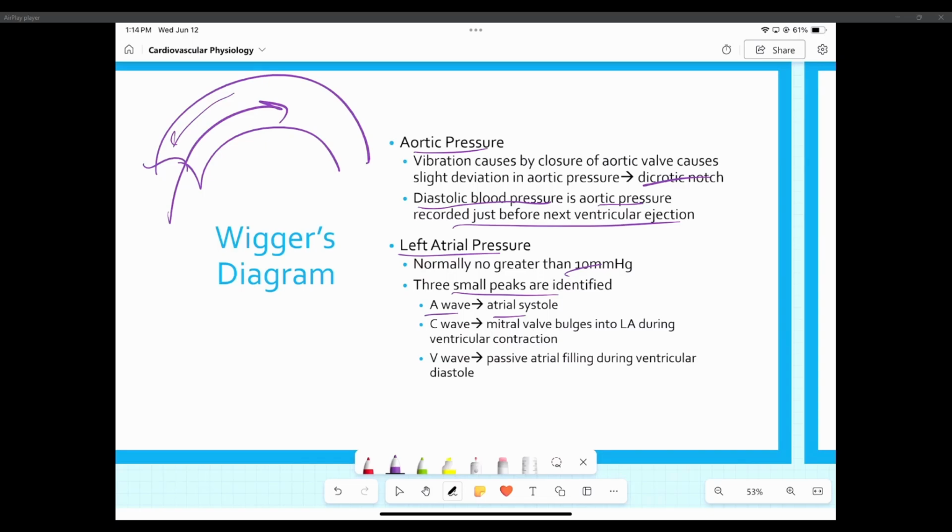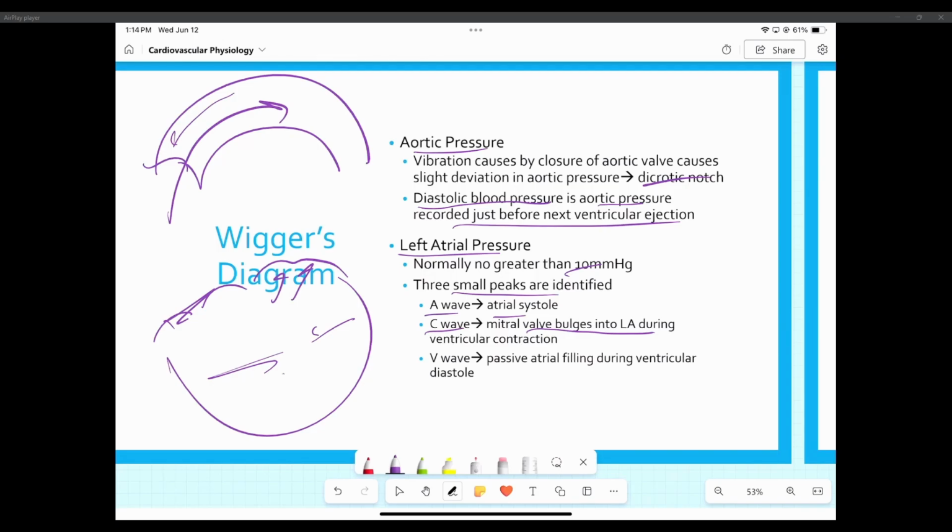Then you're going to see a C wave. The C wave is when the mitral valve bulges into the left atrium during contraction. So the C wave is contraction. When the heart contracts, your mitral valve is over here. When the heart is squeezing, there's pressure there pushing the mitral valve up. So you get a little bit of a bump there as well. So that's the C wave.